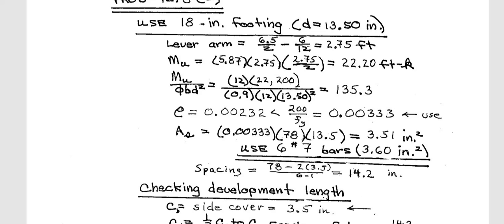Even I checked it for grade 60, minimum is 0.0033 and maximum, that means when tensile strain is 0.005, is 0.0136. So it is more than minimum, less than maximum. So good. Then As is rho b. Now do you know why it is b? Why now it is 78? Because this time they are taking the entire width.